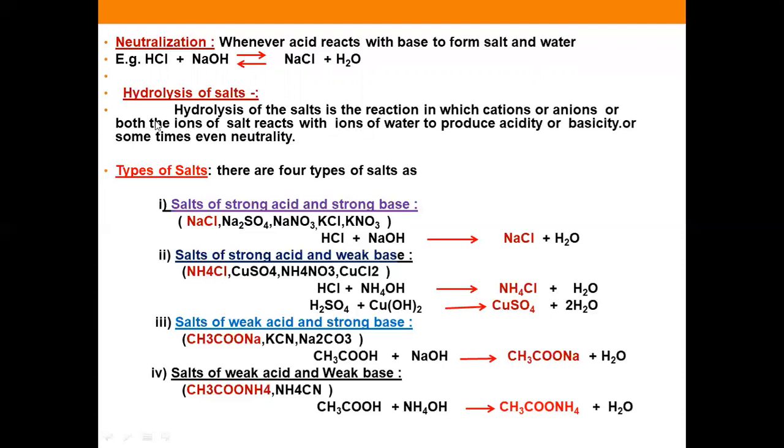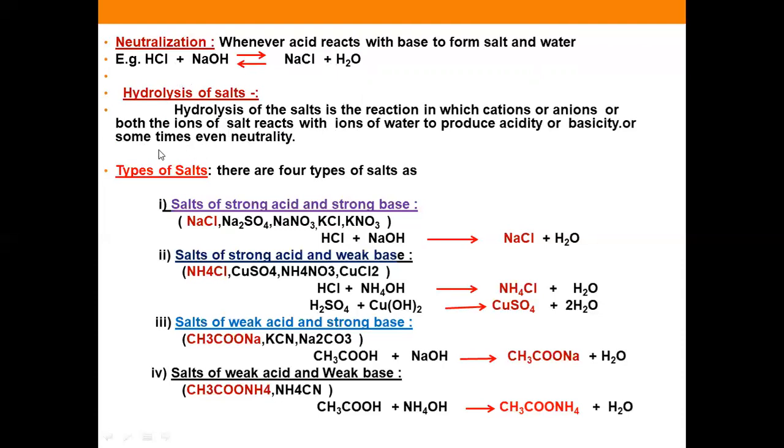So the definition of hydrolysis is the reaction in which cations or anions, cations means positive charge, anions means negative charge, or both the ions of the salt react with the ions of the water to produce acidity, basicity or neutrality of the solution, and it is called the hydrolysis of salt. Therefore, here HCl plus NaOH gives NaCl plus H2O, and NaCl is a salt.